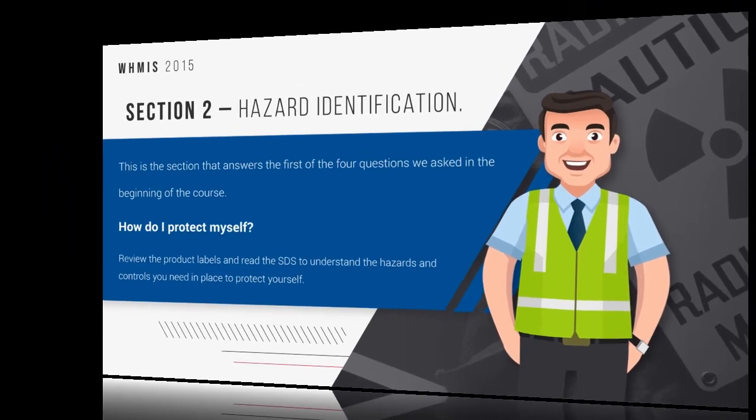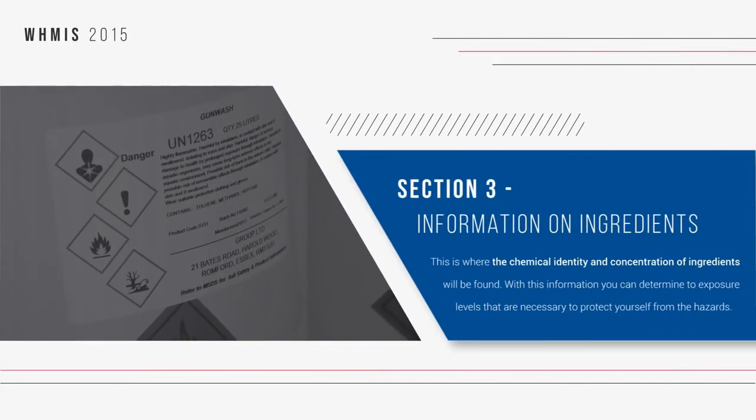Section 3 is the composition and information on ingredients. This is where the chemical identity and concentration of ingredients will be found. This will allow the user to see the percentage of controlled ingredients within the hazardous product itself. With this information, you can determine exposure levels that are necessary to protect yourself from the hazards.